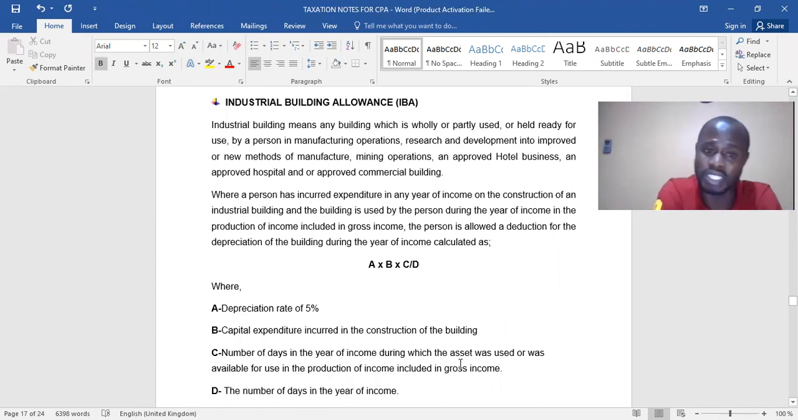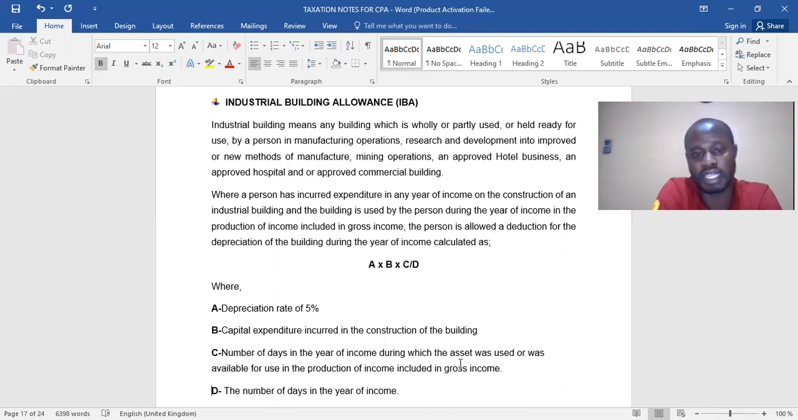Now the industrial building itself, which means any building which is wholly or partly used or held ready for use by a person in manufacturing operations, research and development into improved or new methods of manufacture, mining operations, unapproved hotel business, unapproved hospital, and or approved commercial building. So all that is the categorization of an industrial building.